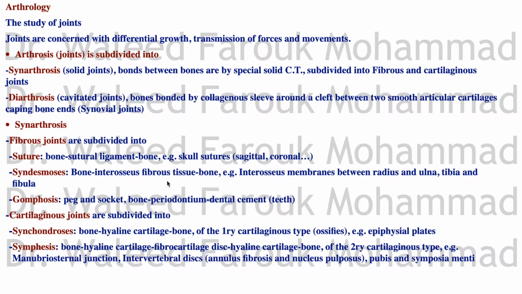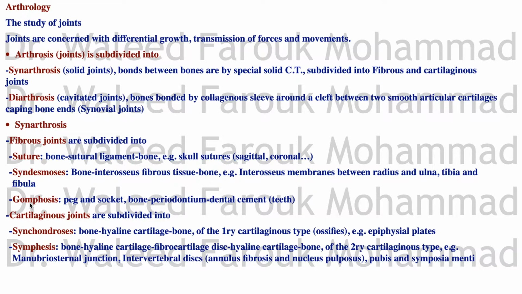Syndesmosis, these are bones bound together by an interosseous membrane, or membrane between the bones, and actually the main purpose of the membrane is to provide surface for the attachment of the acting muscles. So it's bone, interosseous fibrous tissue, and bone. Examples are the interosseous membranes between the radius and ulna, and between the tibia and fibula.